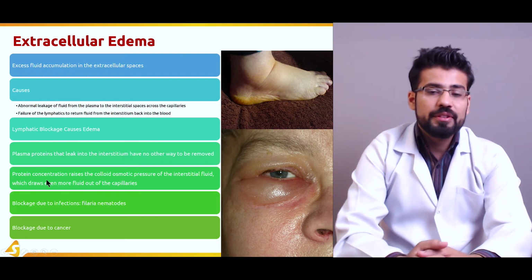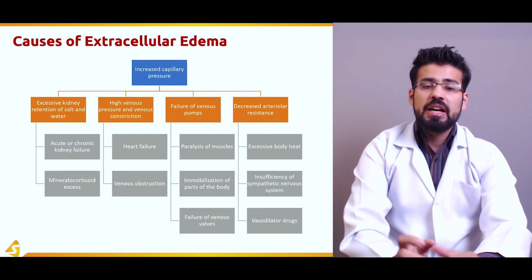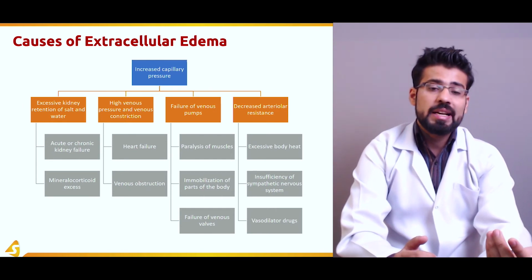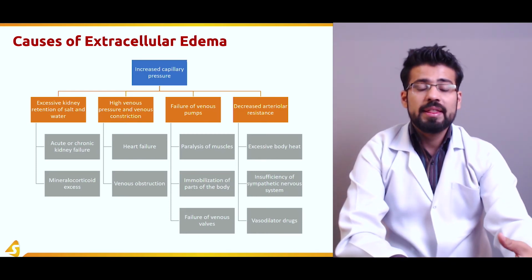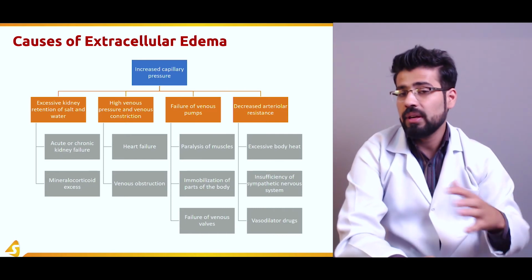So the causes of extracellular edema: number one is increased capillary pressure. This would of course result in excessive kidney salt and water retention. When this occurs, there would be chances that there is chronic and acute renal failure.